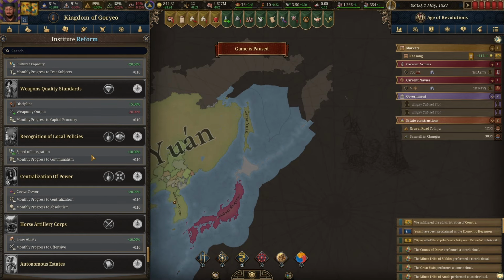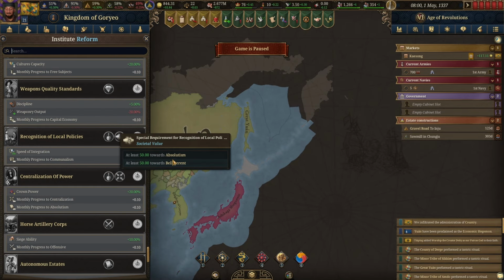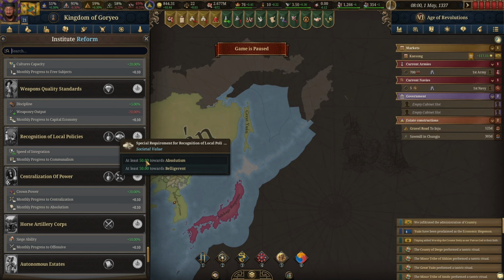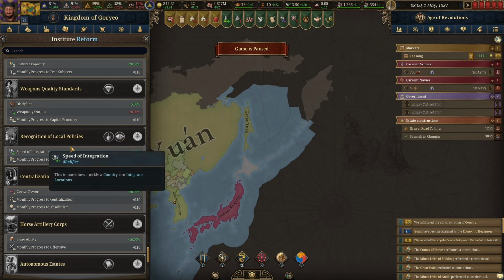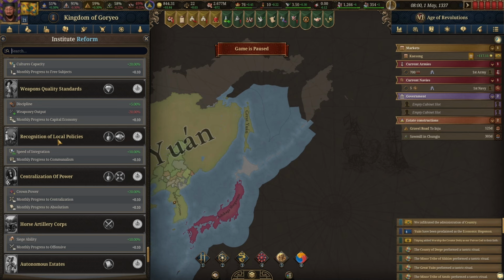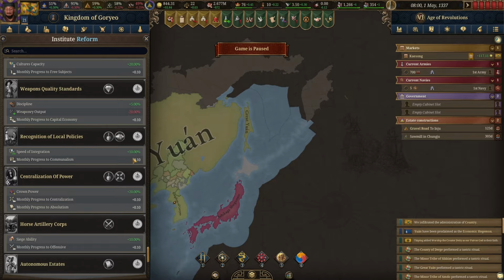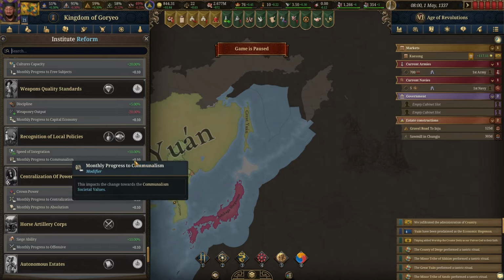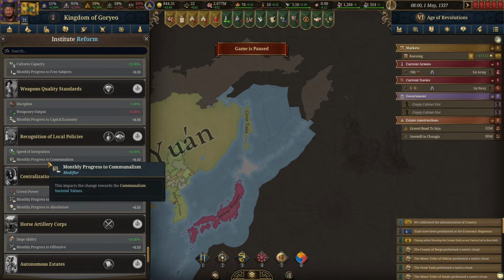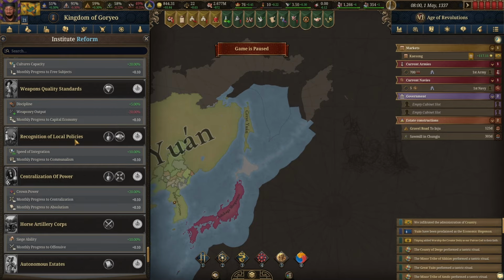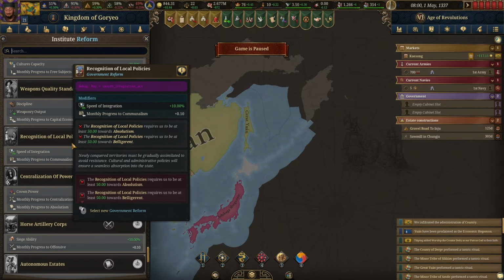For our 2 belligerent reforms, each of them requires belligerent to be high to go something else. This first one, recognition of local policies, requires absolutism and belligerent to be at 50%, and then gives a speed of integration of 10. Speed of integration is how fast you can core locations, not to be confused with how fast you can integrate vassals. It also gives a slight increase to communalism of 0.10. Honestly, there aren't that many sources of speed of integration in the game, so I think that might make this one very valuable if you're going very conquest heavy.